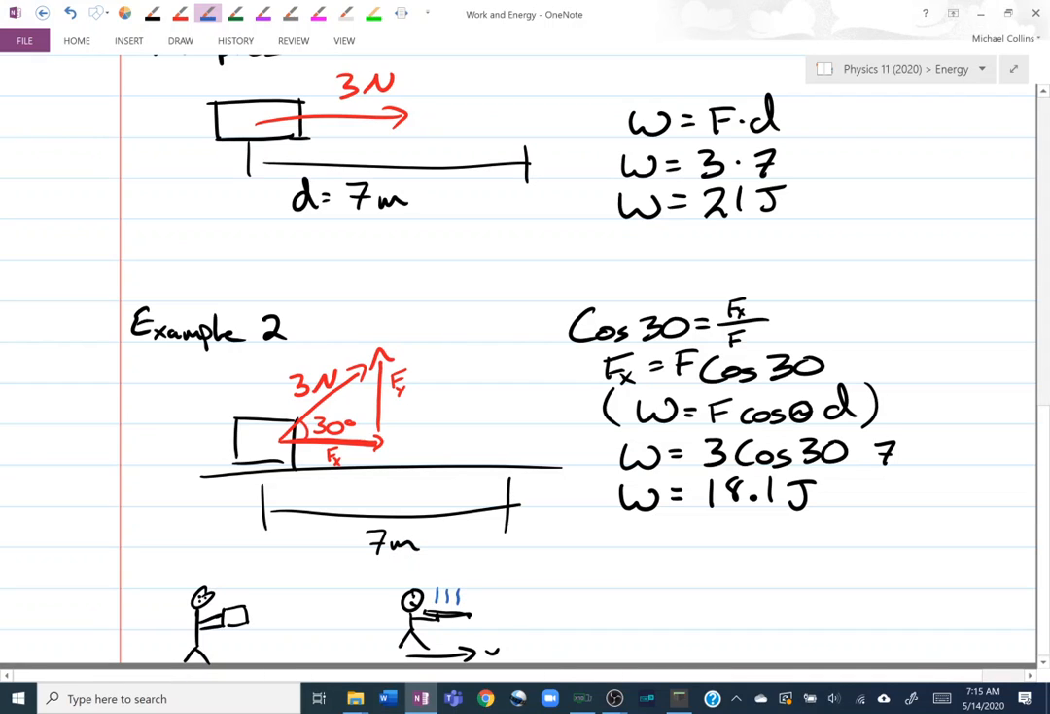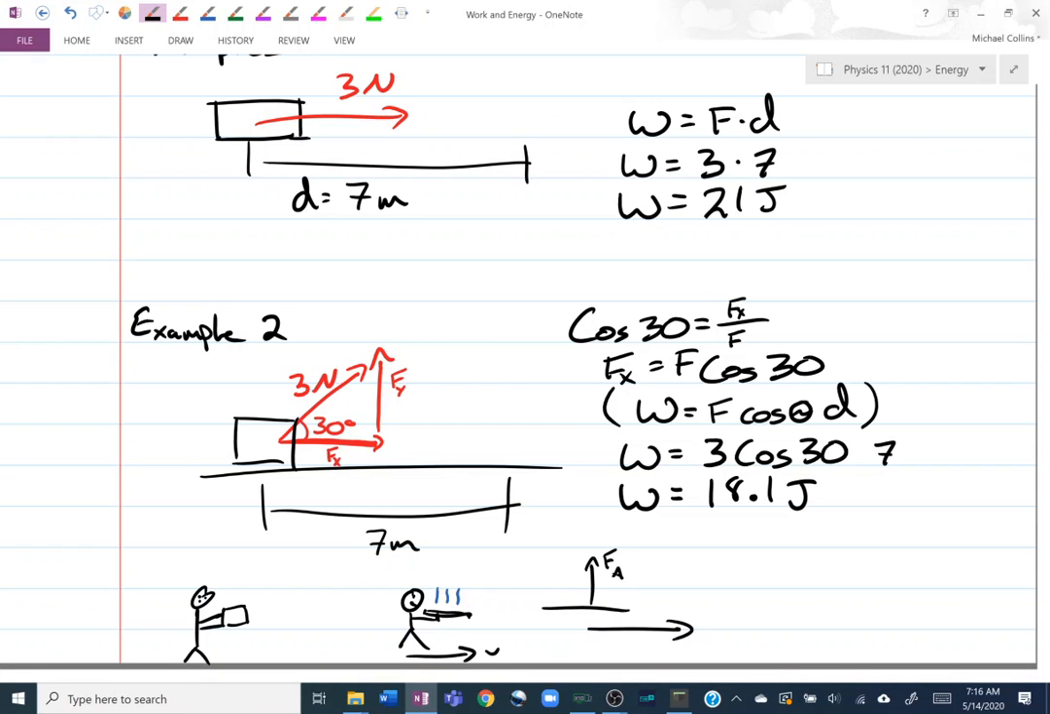And we can ask, how much work is that waiter doing on the tray of food? Well, if we were to draw a little free body diagram on this tray of food, they're walking at a constant velocity across the restaurant. The force they're applying is up, and it would be probably a normal force on it. This is the force that they are applying, so this is the work that the waiter is doing on that. And the displacement is perpendicular to the applied force.